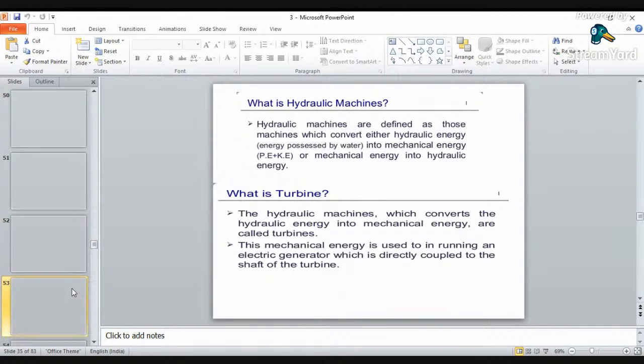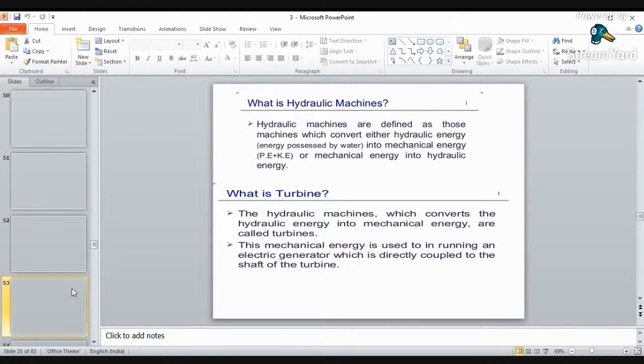Okay, so what is a hydraulic machine? Everyone might have heard about hydraulic machines at least. Hydraulic machines are the machines which convert your hydraulic energy to some other form of energy.